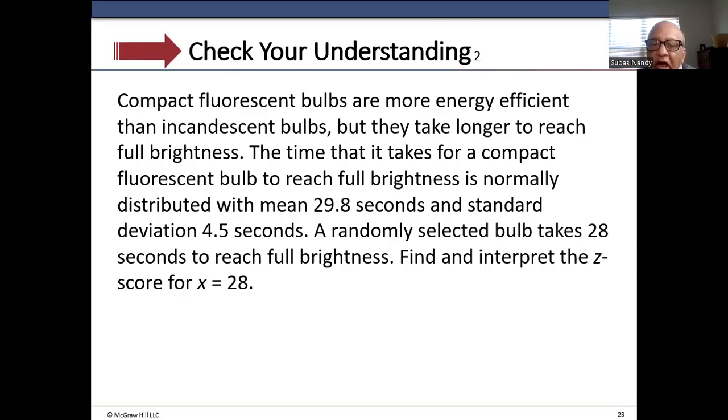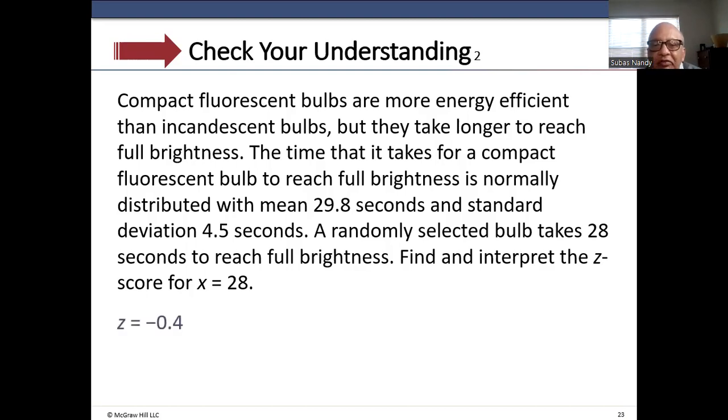So first we find how far x is located from the mean. That is 28 minus 29.8, which is minus 1.8. Then we standardize it, or divide it, by the standard deviation. So it is minus 1.8 divided by 4.5. Using our calculator, 1.8 divided by 4.5 is 0.4, but we know it is negative. So what does it mean? That means the x value of 28 is located 0.4 standard deviations below the mean.